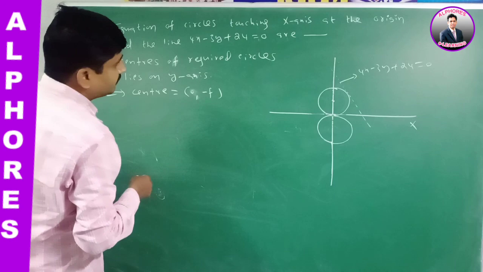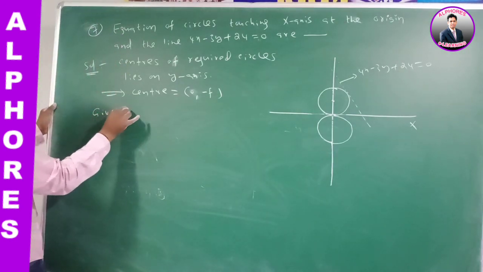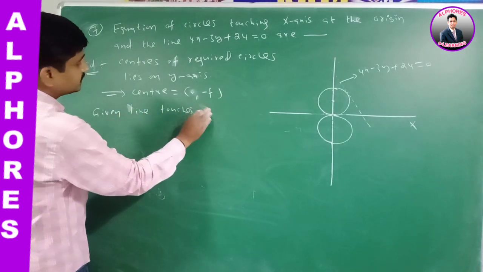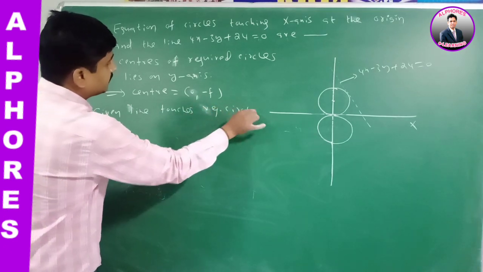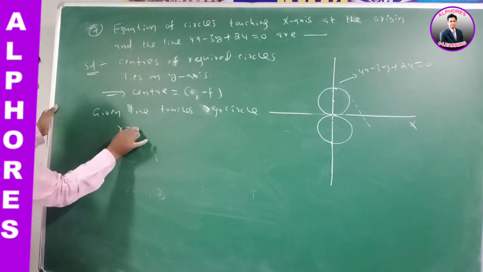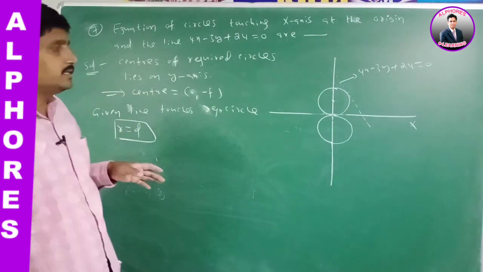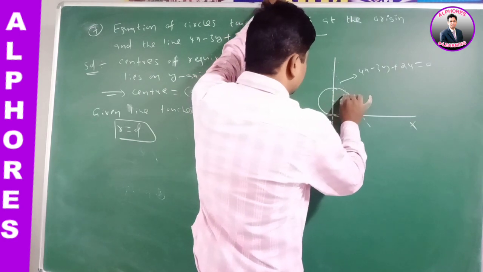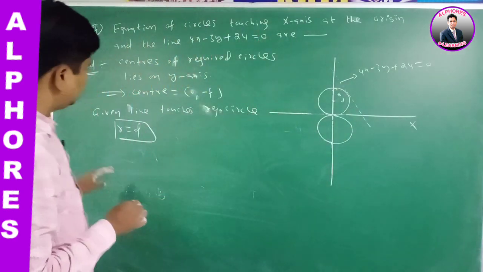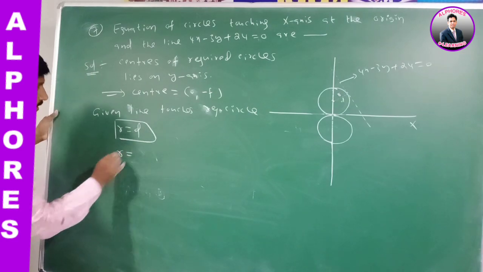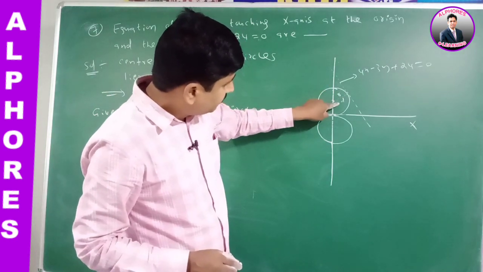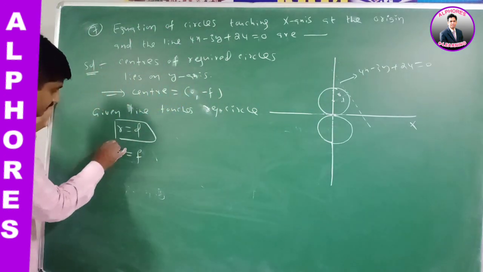Okay, now here the given line touches the required circle. Now using the condition r equal to d. Here a line touches the circle, we use the condition r equal to d. Right, here the radius of the circle is what? Here r equal to f. Right, here this point is 0, minus f. Therefore this length r equal to f.